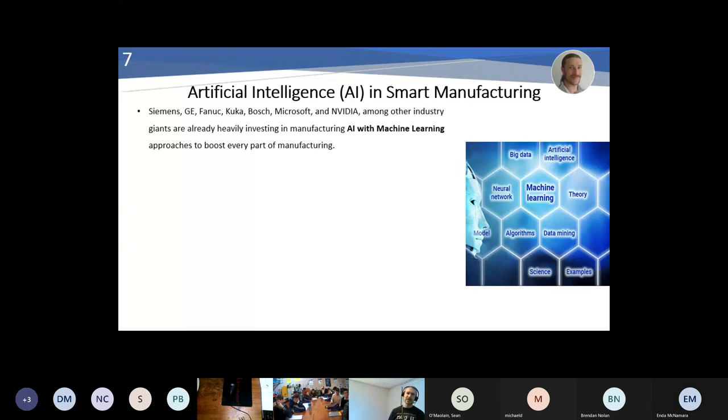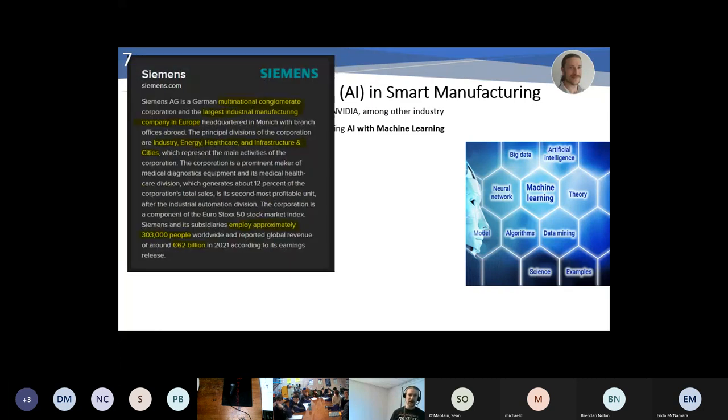So on the manufacturing side of things, we have Siemens, who are a multinational conglomerate, quite a large one, the largest manufacturing company in Europe.